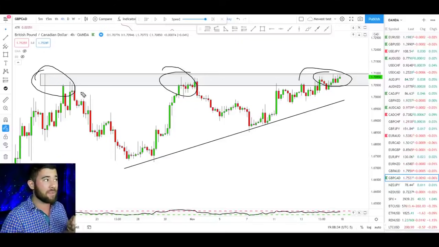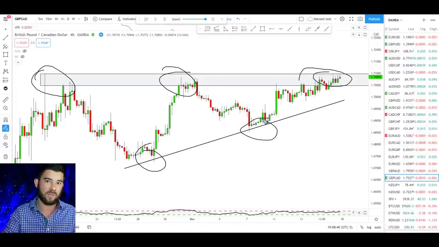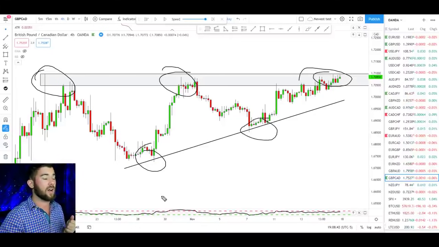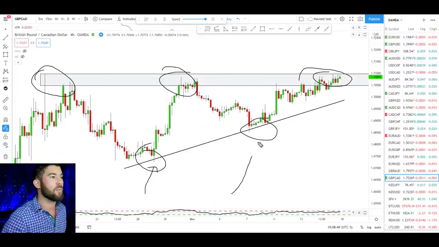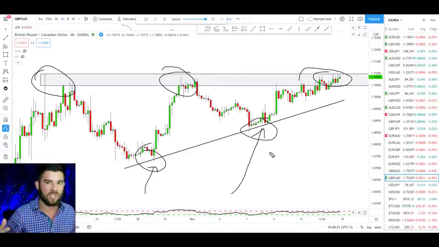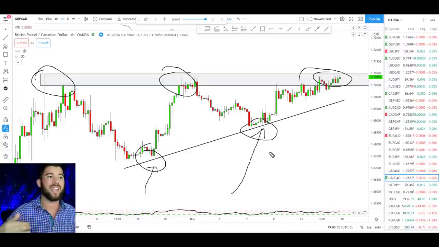But at the same time we're having trouble getting past this level of resistance, we want to see buyers stepping in at higher prices. Excuse me, I said sellers, I meant buyers. We want to see buyers stepping in at higher prices. What this is showing us is that buyers are more and more interested in this currency pair, stock, crypto, whatever it may be. They're more interested in higher prices.